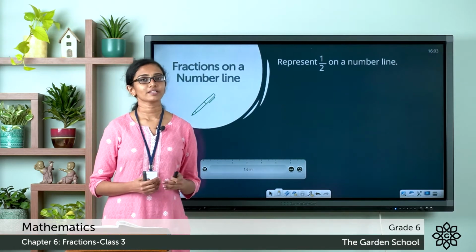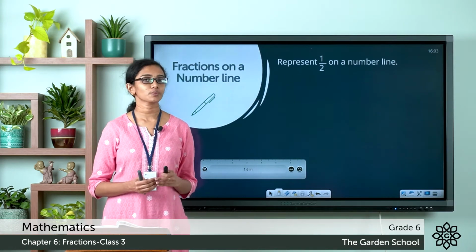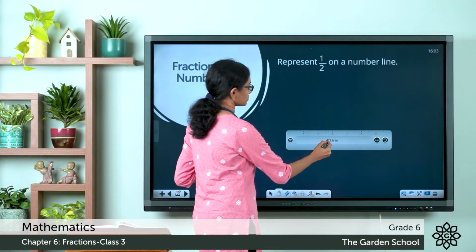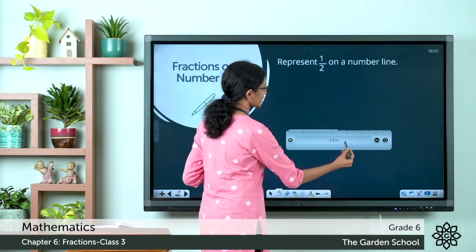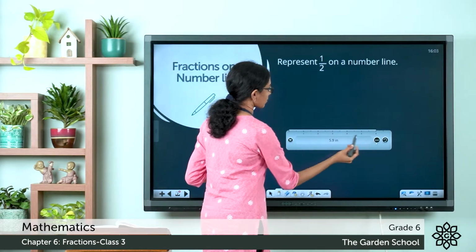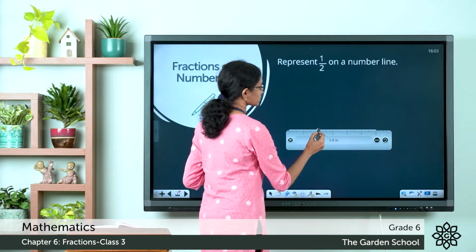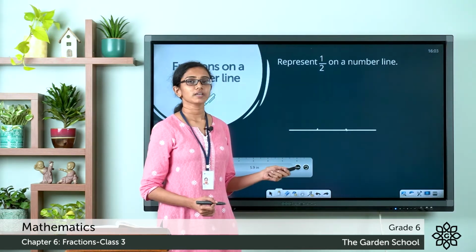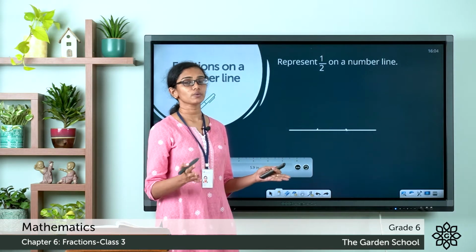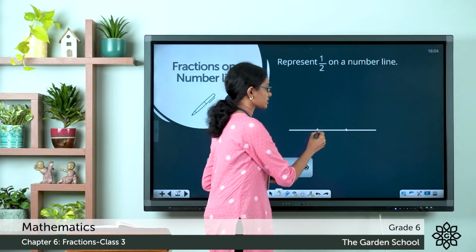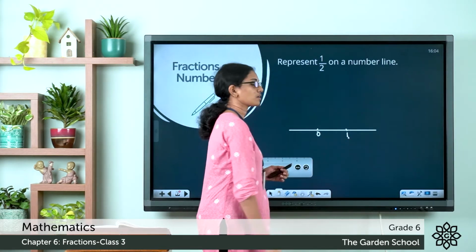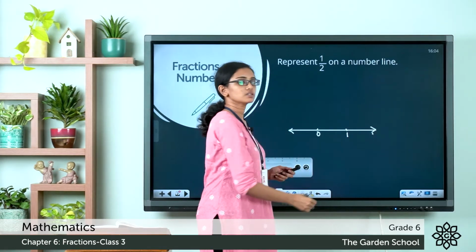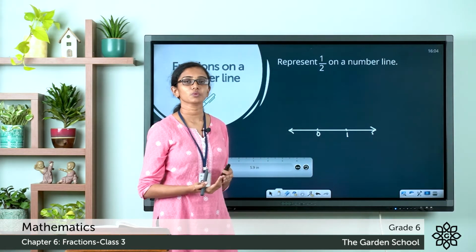So, let's first draw a number line. All of you have to take your ruler and take your pencil, and we are going to draw a number line. So, I'm drawing a line like this, and I'm going to mark equal points on the number line. Now, set aside the ruler. Now, since we are going to represent the fraction between the values 0 and 1, I am going to mark this point as 0 and this point as 1. Now, I am putting arrows at both ends to indicate that the number line is extending both ways.